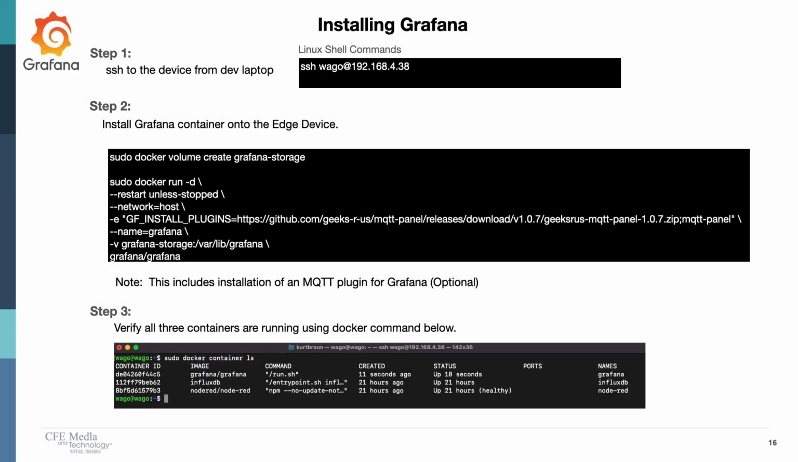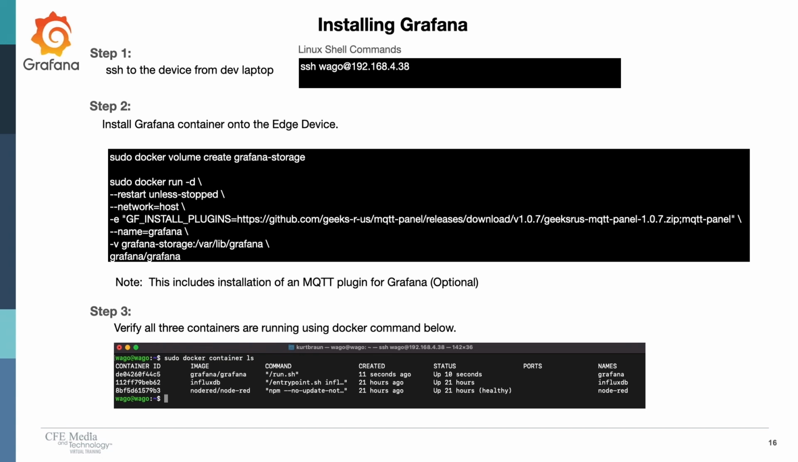Setting up Grafana is less painful. We're going to, again, shell into the edge device. We're going to create a volume for our container called grafana-storage. We're going to run the container in daemon mode. We're going to use the full network access. We can install plugins from the command line, or you can install plugins through the web interface as well. The MQTT panel interface here is pretty interesting. We won't have time to cover it, but it lets you put buttons to actually send commands back to Node-RED. Yeah, so then finally, if you do a sudo docker container ls, that will show you all of the containers that are running on your edge device.